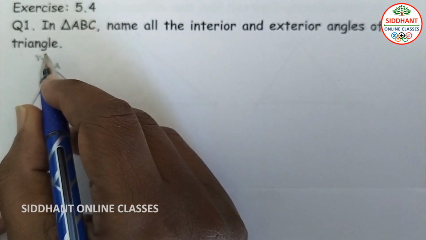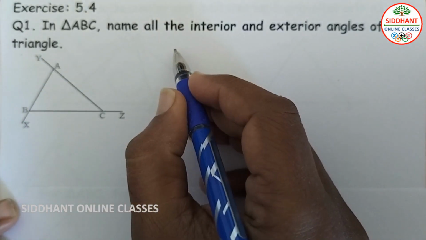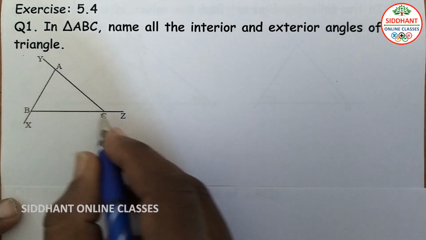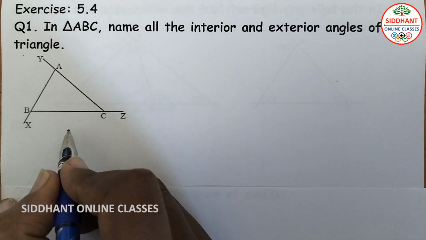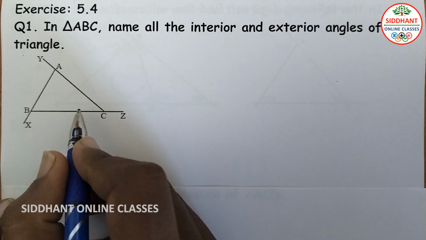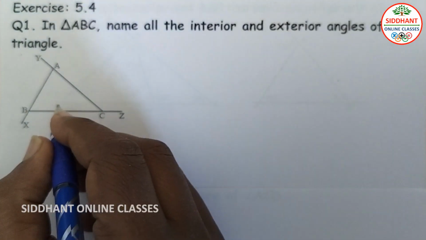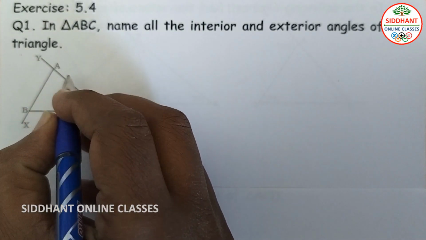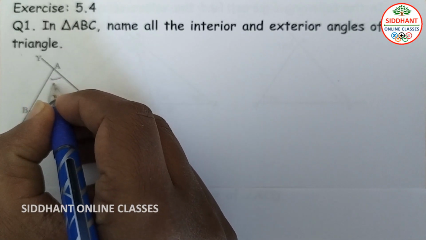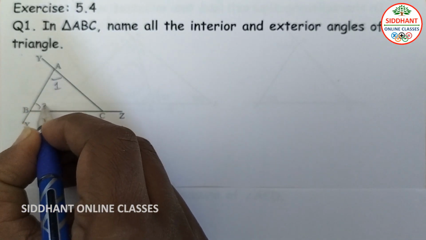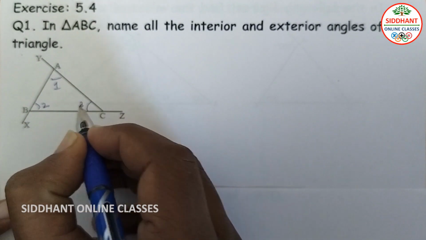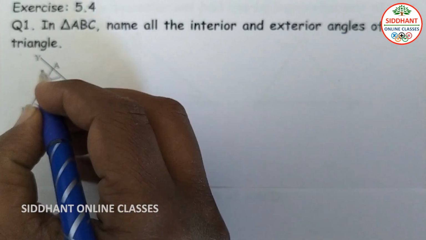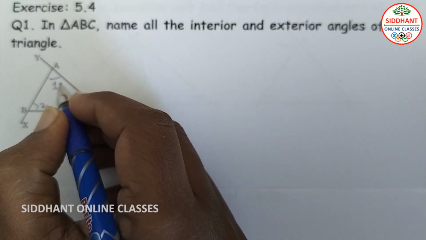Exercise 5.4, question number 1. In triangle ABC, name all the interior and exterior angles of the triangle. So this is the triangle given, ABC, and in this we are going to find the interior and exterior angles. Interior angles means the angles which are inside the triangle. So this is 1, this is 2, and this is 3. These are the interior angles here, and the exterior angles are those outside the triangle.